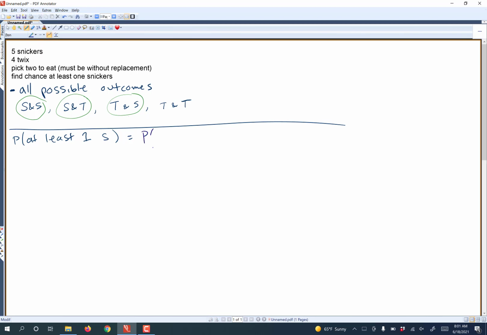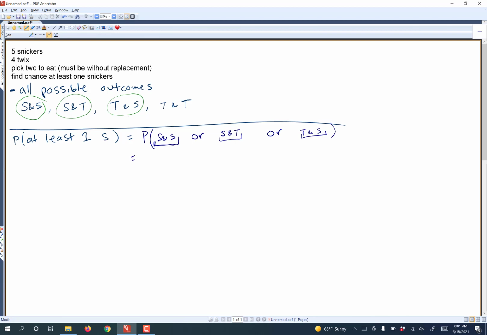Or if I want to write it out, this would be the probability of Snickers and Snickers. Or, so I kind of like to put a little bit of space to say these are grouped together. Snickers and Twix, again, those are grouped together. Or Twix and Snickers. So the thing is, any of those combinations will give me what I want. Any of those combinations will give me at least 1 Snickers.